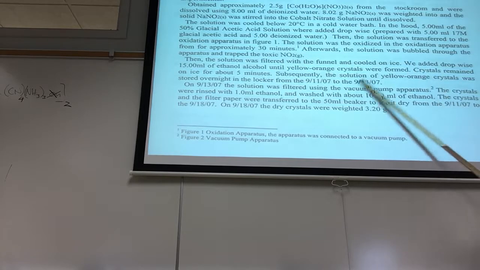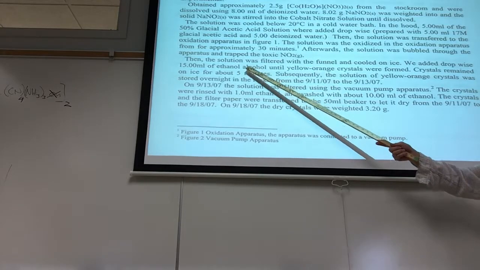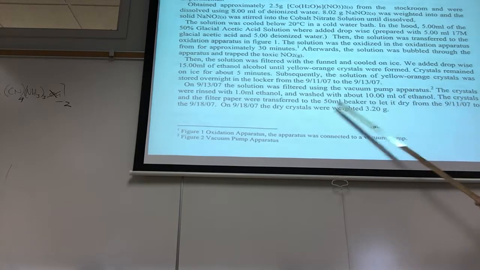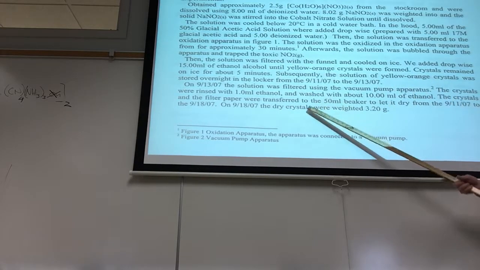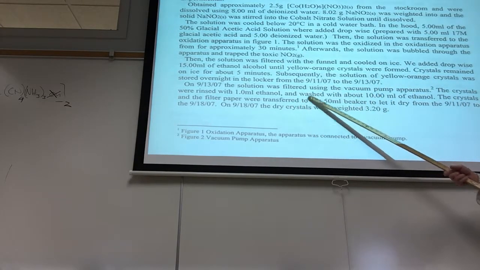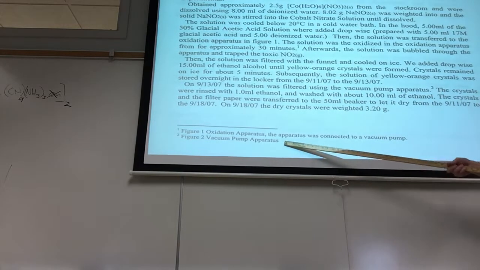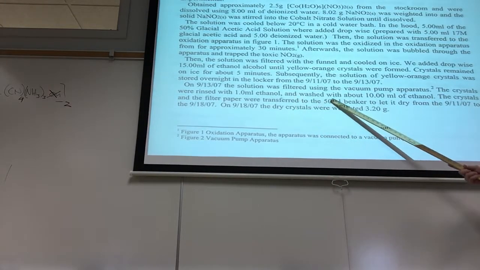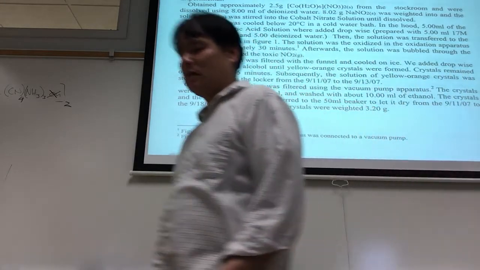We added dropwise 15 milliliters of ethanol alcohol. No, it should be ethyl alcohol or ethanol alone, until yellow-orange crystals were formed. Crystals remained on ice for about 5 minutes. Subsequently, the solution of yellow-orange crystals was stored overnight in the locker. On 9/13, the solution was filtered using the vacuum pump apparatus shown in Figure 2, I think. They're saying Figure 2, vacuum pump. They should have just written it here. The crystals were rinsed with 1 milliliter ethanol and washed with about 10 milliliters of ethanol. Crystals and filter paper were transferred, etc.